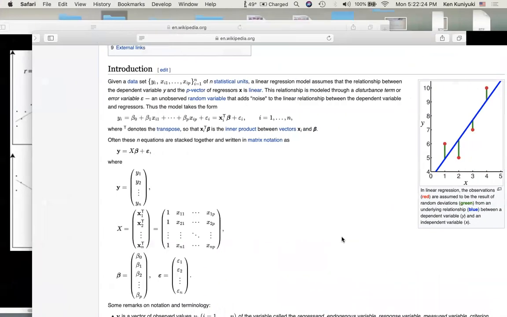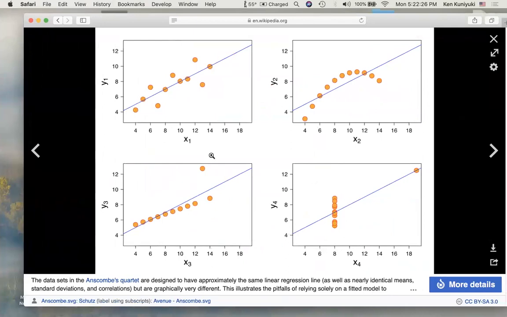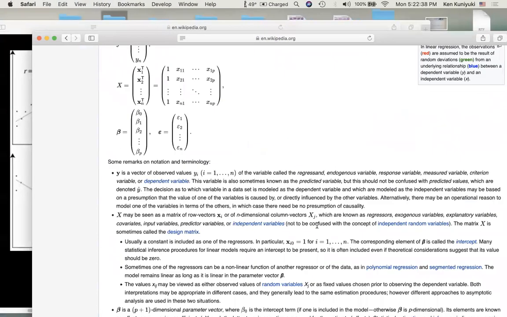Now, bear in mind, sometimes the same regression line may fit very different looking data sets. This is called Anscombe's quartet. And outliers can be very influential on these things. All right.